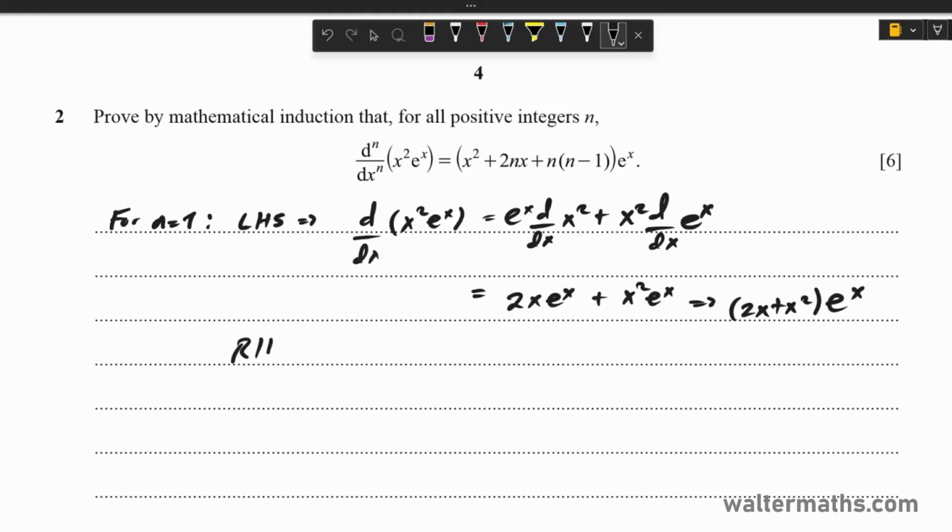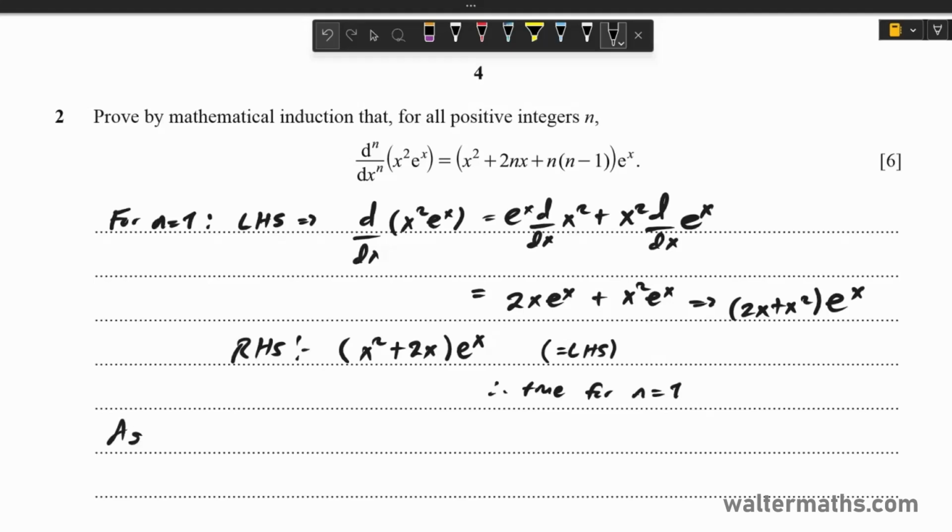The right hand side, when n is 1, will give us x squared plus 2x, and here 1 of 1 minus 1 is actually 0, so this part gives us 0. Alright, so we have x squared plus 2x, all of e to the x, and I think you can see that is the same thing we got. So we will say that it's equal to the left hand side. Therefore, true for n is equal to 1.